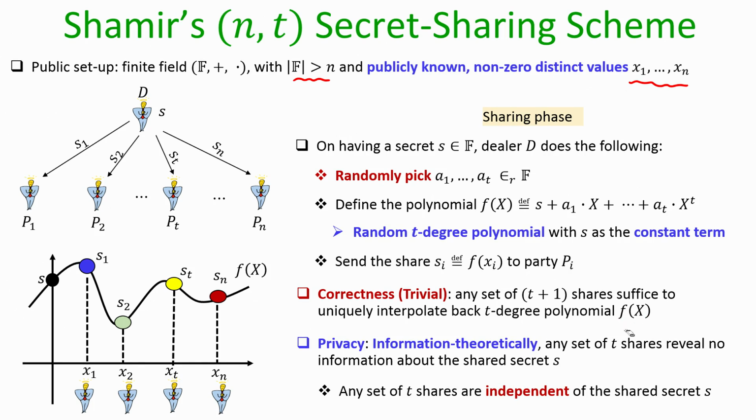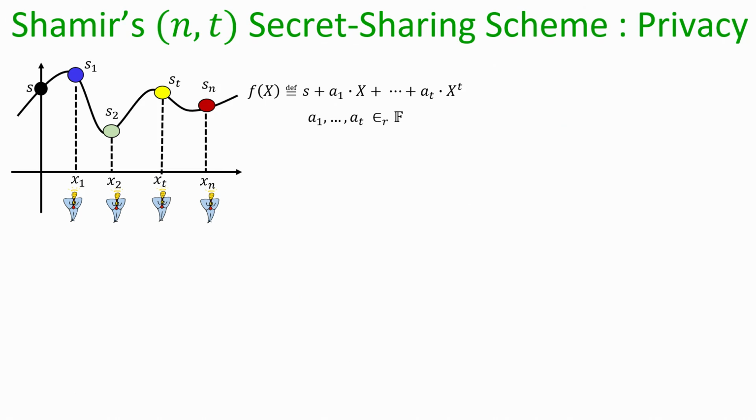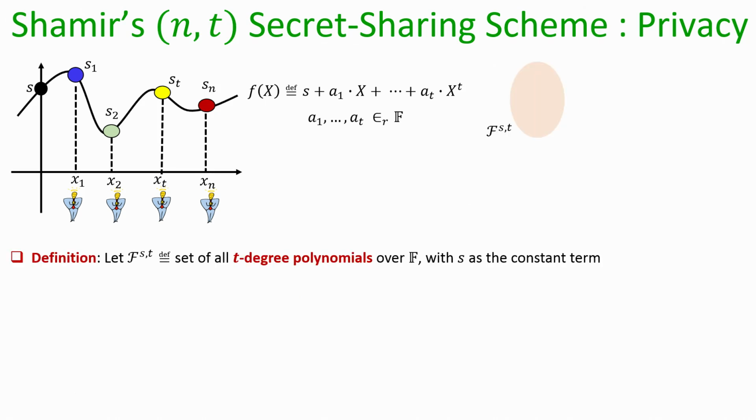And to prove the privacy, we are going to prove that if we take any set of t shareholders among these n shareholders, then their shares are independent of the underlying shared secret s. Intuitively, this is due to the fact that the coefficients of the polynomial which are picked by the dealer for sharing the secret are uniformly randomly chosen from the underlying field. So, let us make it more rigorous.